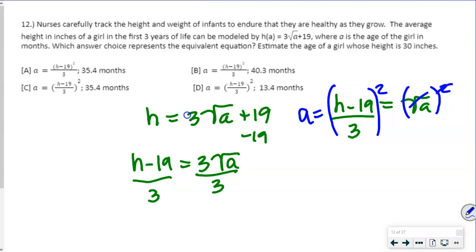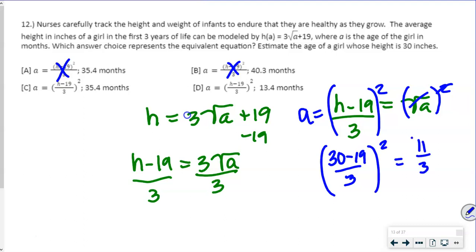So we're looking for that equation. That's what we want to look for first. So h minus 19 over 3 squared. So it's not this one, and it's not this one. Okay, so it's got to be C or D. Now we want to plug in the 30. So we're going to do 30 minus 19 divided by 3, and then we're going to square that number. So that's going to actually be 11 divided by 3 squared. And when I do that, I got 13.4.